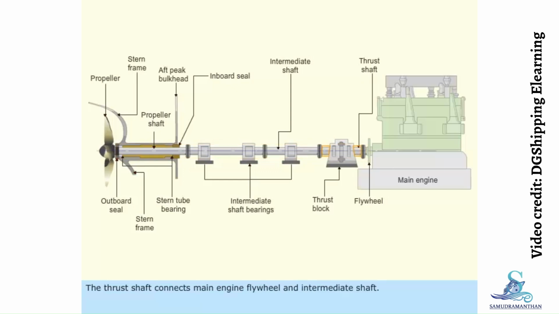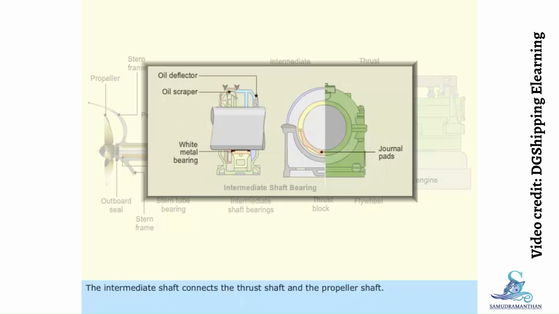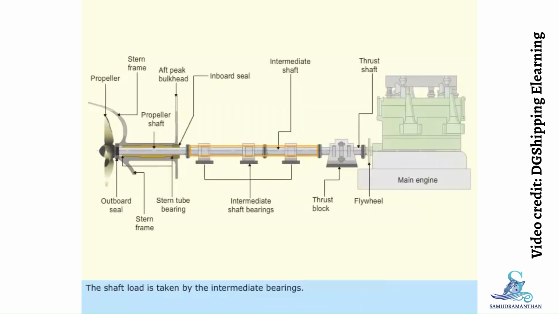The thrust shaft connects main engine flywheel and intermediate shaft. The intermediate shaft connects the thrust shaft and the propeller shaft. The shaft load is taken by the intermediate bearings. The shaft cannot work efficiently without proper lubrication and support of bearings. The propeller shaft connects the intermediate shaft and the propeller.